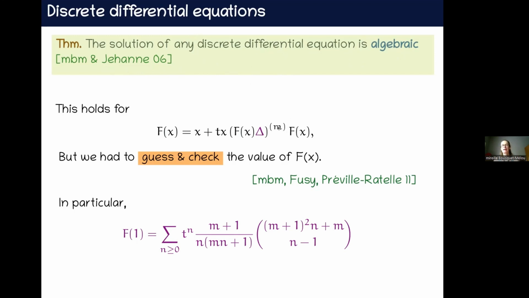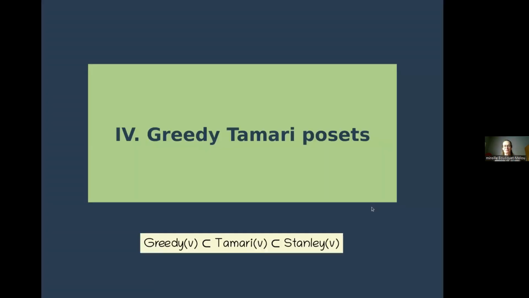And when m is fixed and small, we also have a technique for solving the equation, that is finding the minimal polynomial of F of x. But in this case, m was generic, and what we ended up doing was to guess and check the value of F of x. And in particular, when x is 1, so we're just recording the size of the intervals, we got the nice numbers that I've shown already. So this is typical of these kinds of problems with intervals, Tamari intervals.